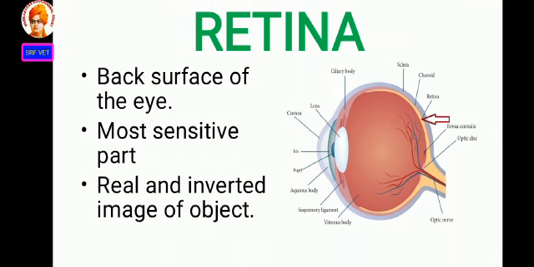Retina. This is the back surface of the eye. It is the most sensitive part in the human eye. A real and inverted image of the object is formed here.